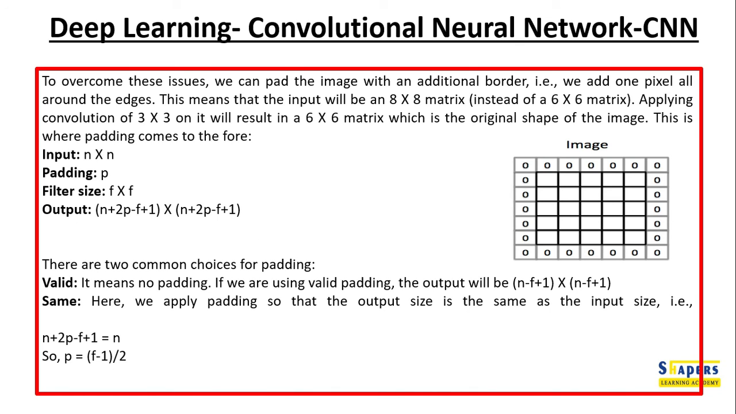There are 2 common choices of padding. One is called valid padding. It means that there is no padding. If you are using valid padding, the output will be n minus f plus 1. This is the normal, expected state. Whereas when you apply padding, you get this formula, n plus 2p minus f plus 1, which equals n.